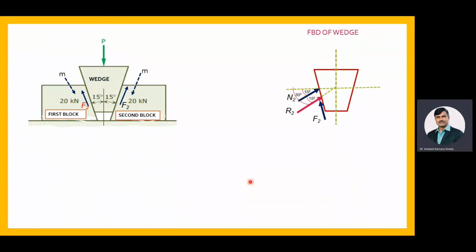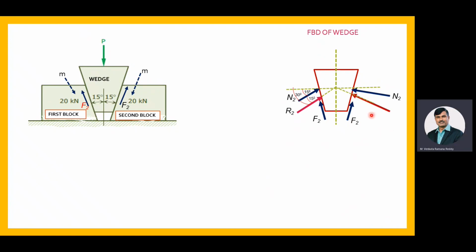Similarly, we will draw the reactive forces exerted by the right side block on the wedge. Here N2 is the normal reaction exerted by the right side block on the wedge and F2 is the frictional force acting in between the right side block as well as the wedge, and the direction of the frictional force is upward along the contact surface of the right side block as well as the wedge. Then we will draw the resultant force for F2 as well as N2, that is R2.